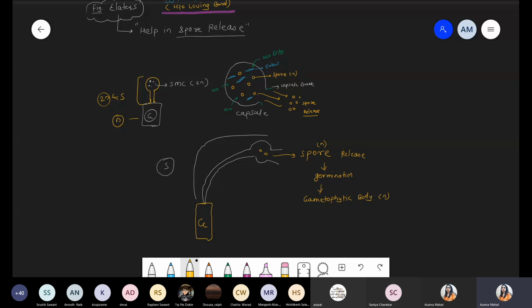Same scenario with respect to the capsule: the capsule also has some capacity for the absorption of water. But now what happens? Let us say they absorb more and more and more water. So due to that excess water entry, the capsule gets burst, spores get released. Simple. Got it?